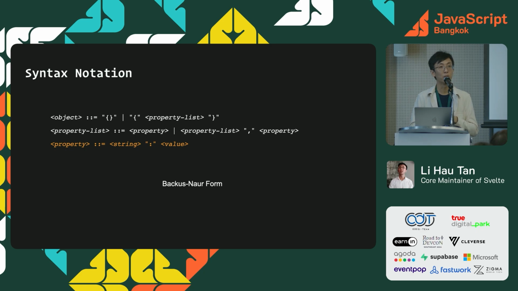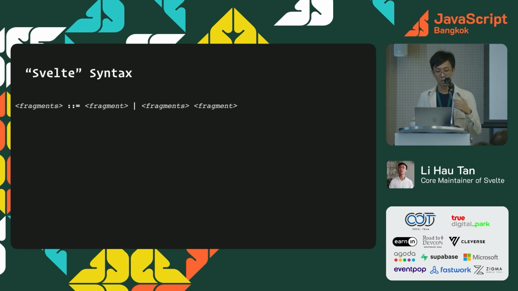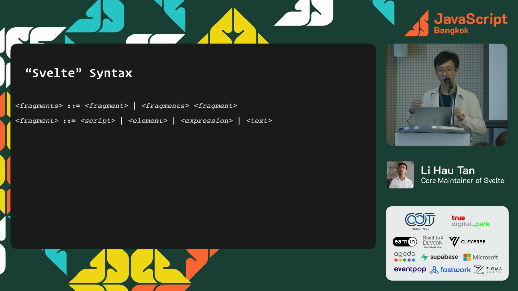And today we're going to talk about Svelte, right? So how's the syntax of Svelte? Well, for Svelte, I'm going to define it as a list of fragments. And the definition of the syntax for fragments can be one fragment or a fragment with more fragments, right? So it's recursively many numbers of fragments. And the syntax of fragment can be the syntax of scripts, and then the syntax of elements if that's available, or expressions or text, right?